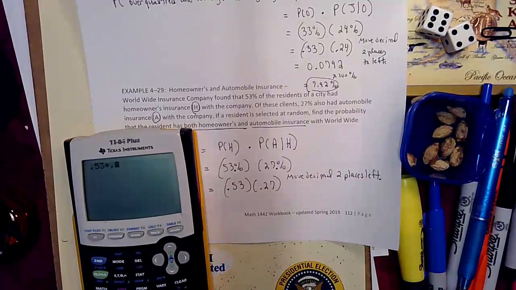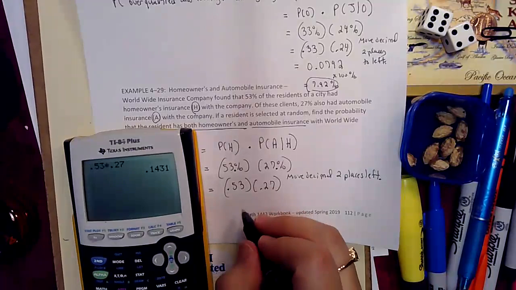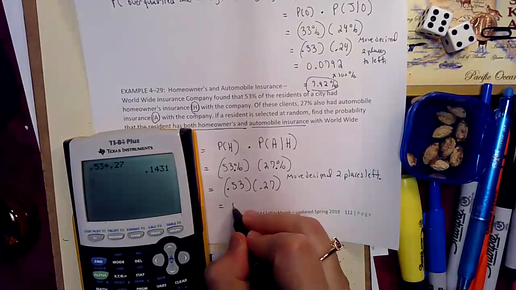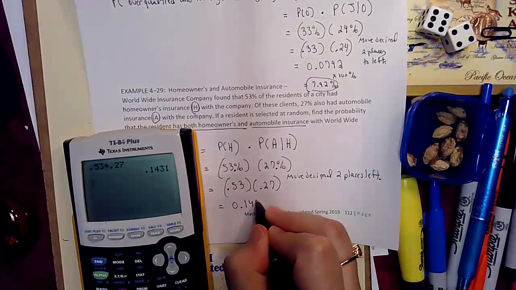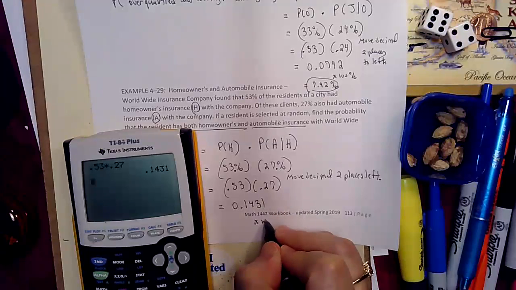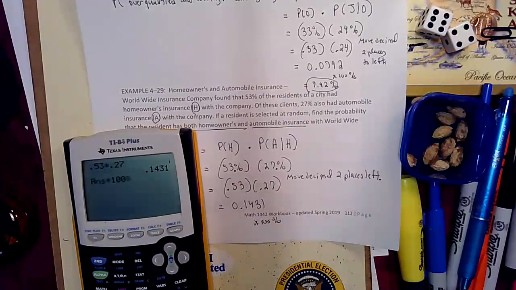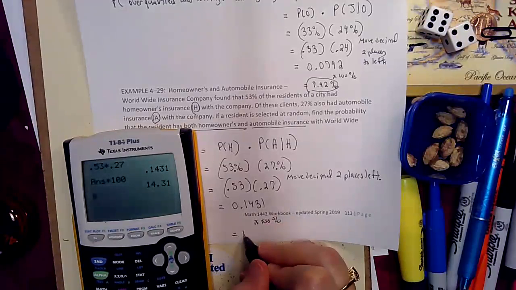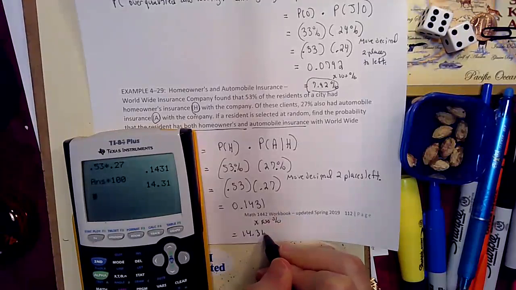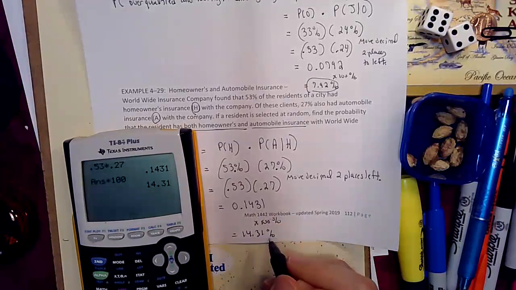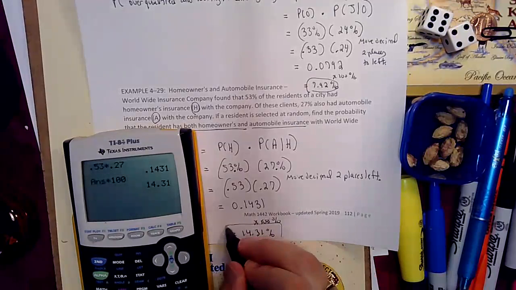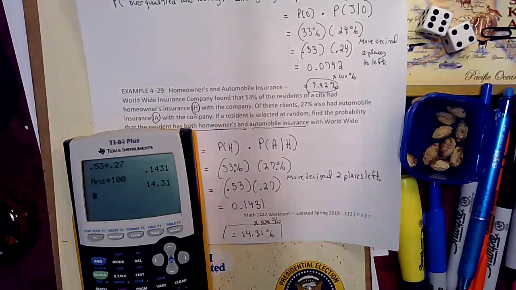And then if I multiply that, 0.53 times 0.27, that's 0.1431. And then if I multiply that times a percentage, 14.31%. And again, if I leave that alone, that's the nearest hundredth. I don't round it. If I wanted the nearest whole percent, that would just be 14%.